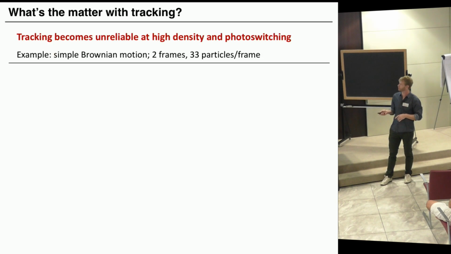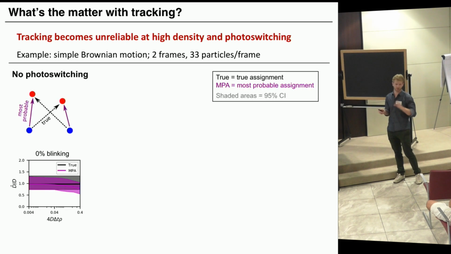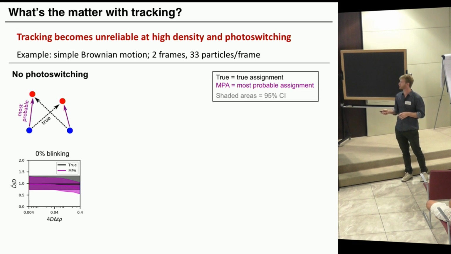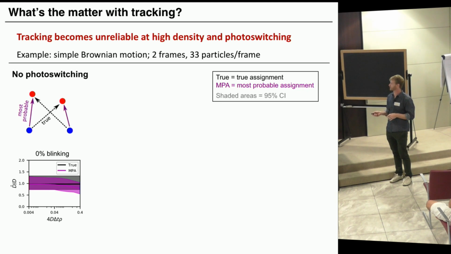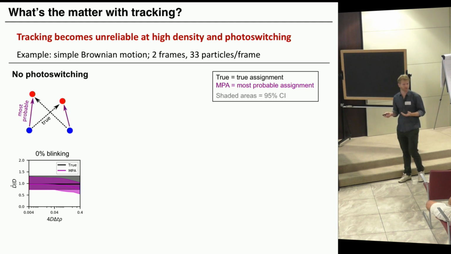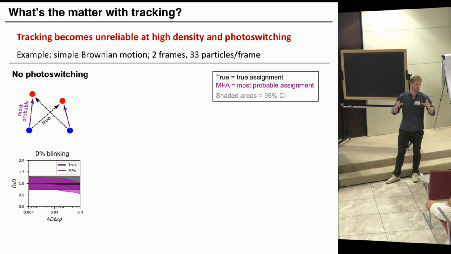So here I'm just showing a simple example. What happens if you just have 2 frames? On average, 33 particles per frame, and we do tracking, and then we infer the diffusivity. This is a function of the density, and we compare this to if we know the true trajectories. This is the best we can hope to do. But if we don't know the true trajectories, we'll tend to get biases whenever the particles cross. And this happens more and more often as the density goes up. The most probable trajectories are actually not the true ones, because the most probable is going to be the shortest ones.